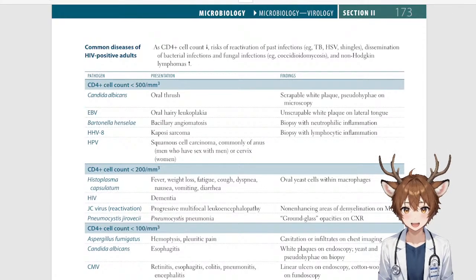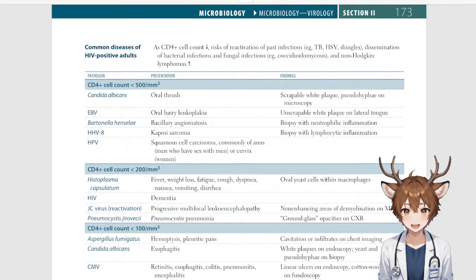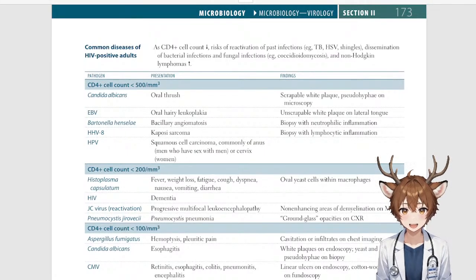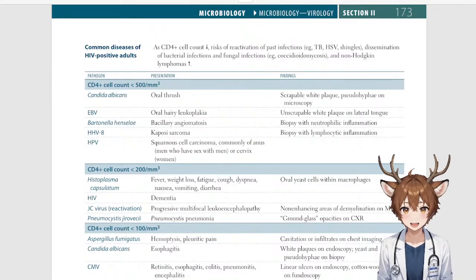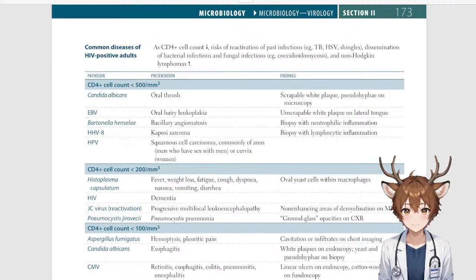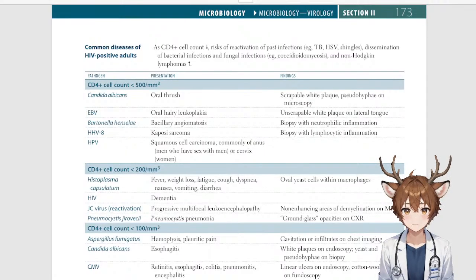HHV8, Kaposi sarcoma, localized cutaneous disease, perivascular spindle cells invading and forming the vascular tumors on cytology. HPV, squamous cell carcinoma at sites of sexual contact, most commonly anus, cervix, and oropharynx. Mycobacterium tuberculosis, increased risk of reactivation of latent TB infection.